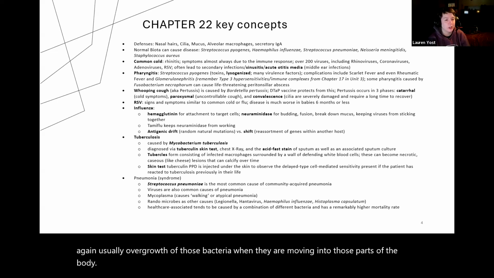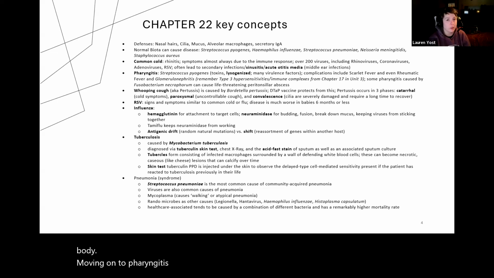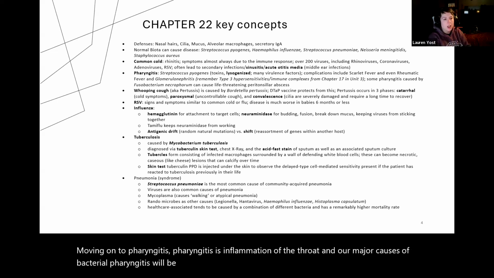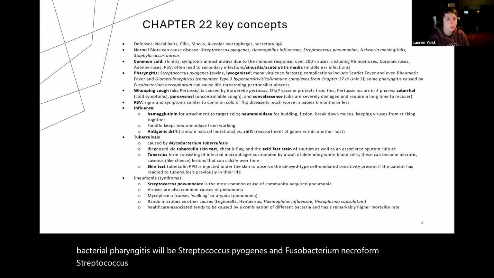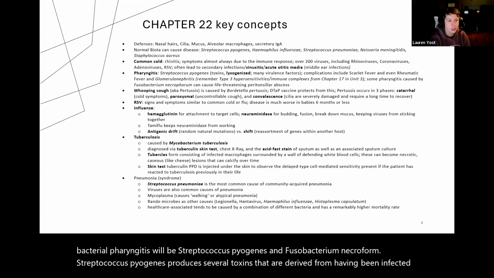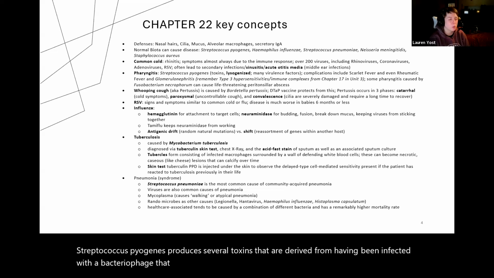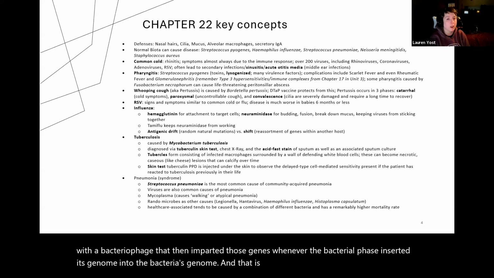Moving on to pharyngitis. Pharyngitis is inflammation of the throat, and our major causes of bacterial pharyngitis will be Streptococcus pyogenes and Fusobacterium necrophorum. Streptococcus pyogenes produces several toxins that are derived from having been infected with a bacteriophage that then imparted those genes whenever the bacteriophage inserted its genome into the bacteria's genome. And that is called lysogenic conversion.